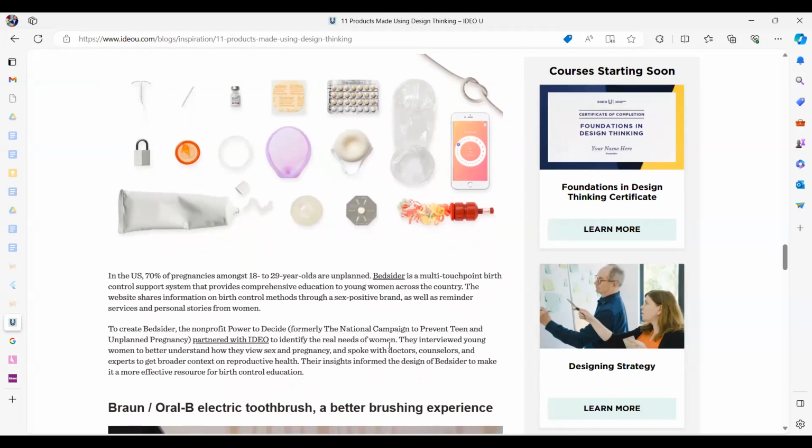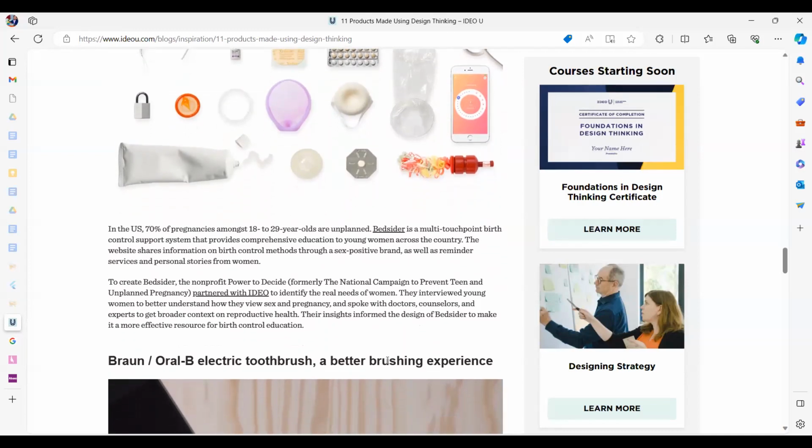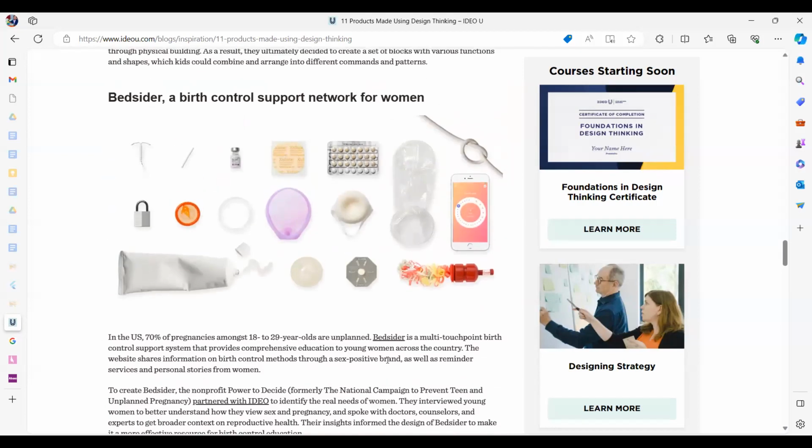So how did they do that? They interviewed young women to better understand how they view sex and pregnancy, and spoke with doctors, counselors, and experts to get broader context on reproductive health. Their insights informed the design of Bedsider to make it a more effective resource for birth control education. I think in Sri Lanka also, we don't talk about it in school or anywhere in society, and because of that, we also get into a lot of trouble.